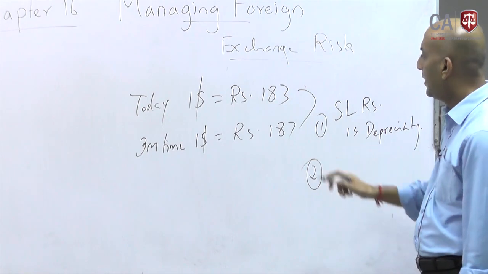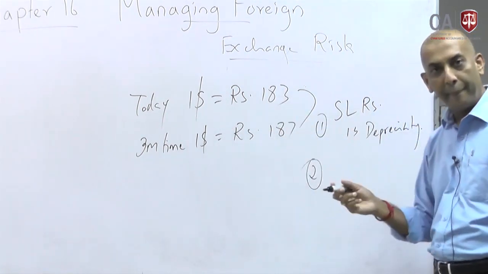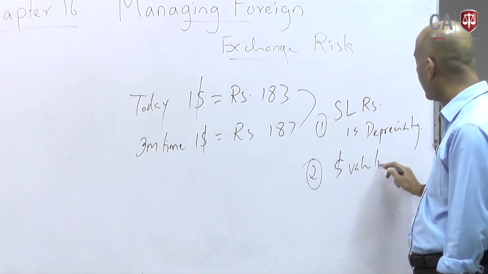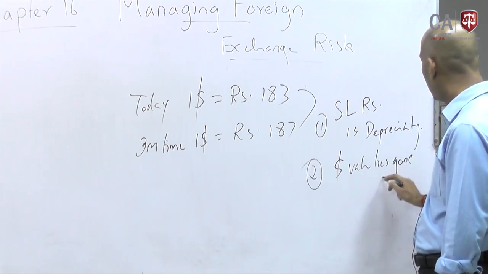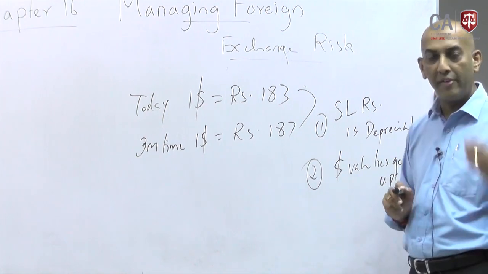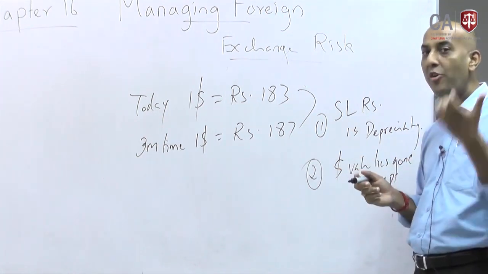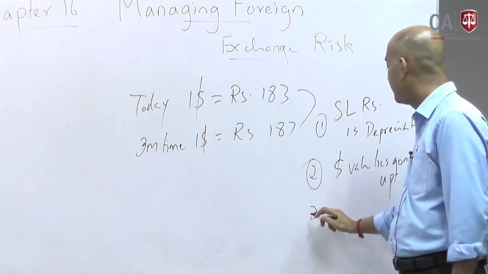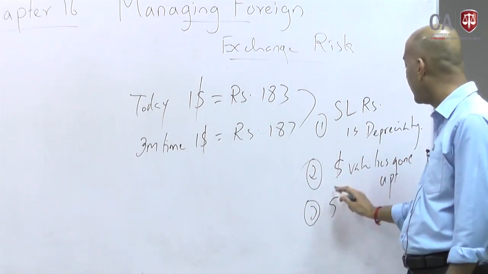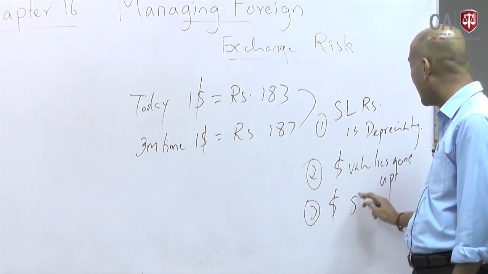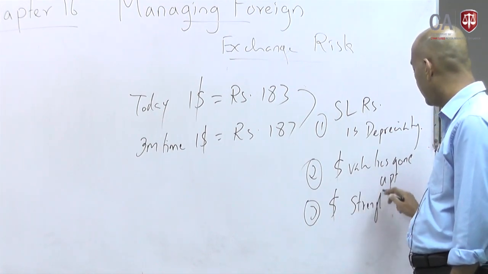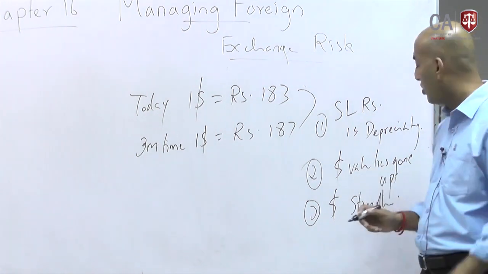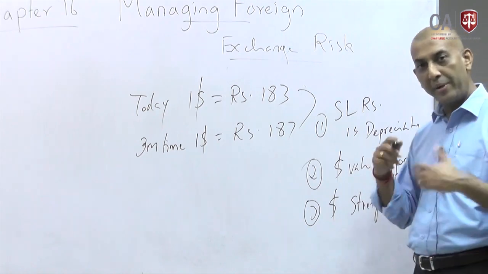Second one, which currency value has gone up? Dollar value has gone up. To buy $1, you have to pay more, which means dollar value has gone up. Sri Lanka rupee value has come down. Third, dollar has strengthened and rupee has got weakened. So please note, dollar has got strengthened and rupee has got weakened.